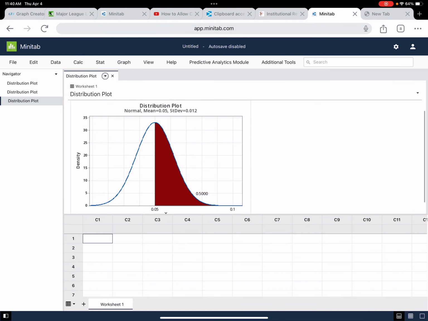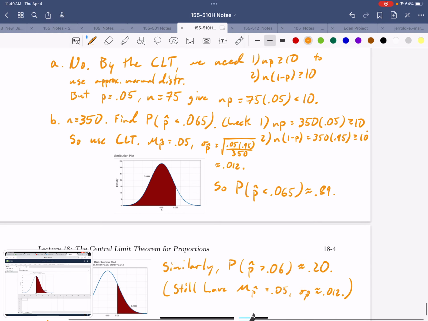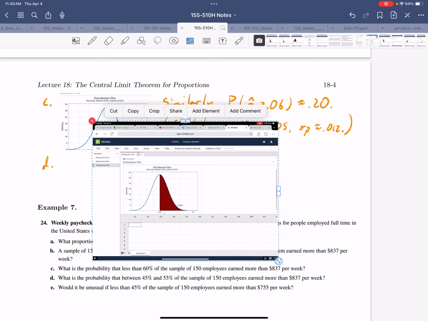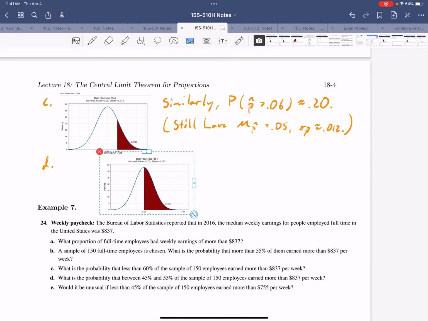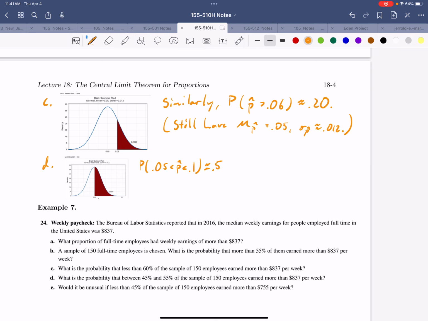So that's very strong. 0.1 is so many standard deviations above the mean, we could have even seen that coming. Right? So we get this. The probability that 0.05 is less than p hat, which is less than 0.1, is approximately 0.5.